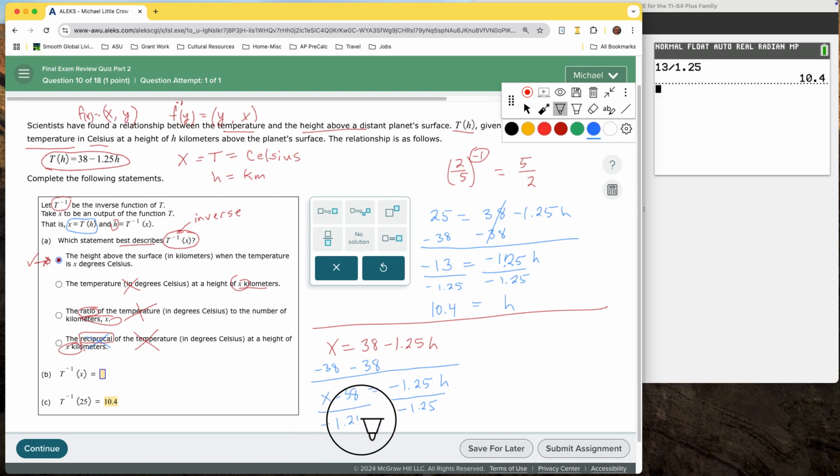Negative 1.25. And again, if I had a number here, I would have done the subtraction and did this, like we did up there. So that's what h equals. And what is h? Because of the notation, that's our inverse function. So we can rewrite this as x minus 38 over negative 1.25, right? Just what we did up here. That's our inverse function. That's our h. So if you give me the temperature, it will be able to determine the height. Okay.